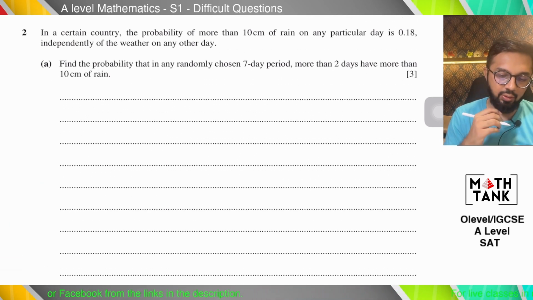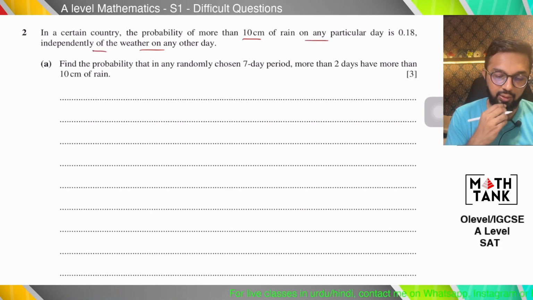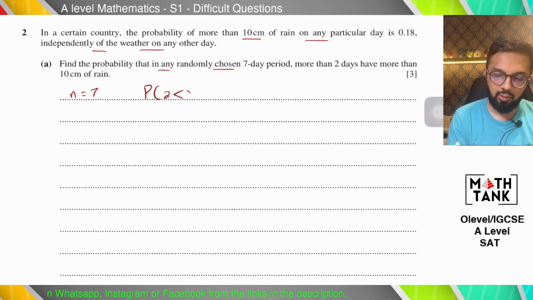It says in a certain country, the probability of more than 10 centimeters of rain on any particular day is 0.18 independently of the weather on any other day. Find the probabilities in a randomly chosen 7-day period: more than two days have more than 10 centimeters of rain.